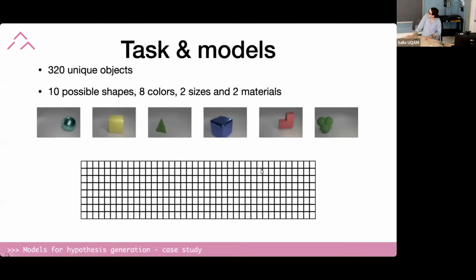So in the games that we'll have these agents play, they have 320 unique objects that they have to somehow communicate about. And these objects can differ in terms of their shape, their color, their size, and their material. Here are some examples of what those objects might look like. And this grid here is 320 different little squares.